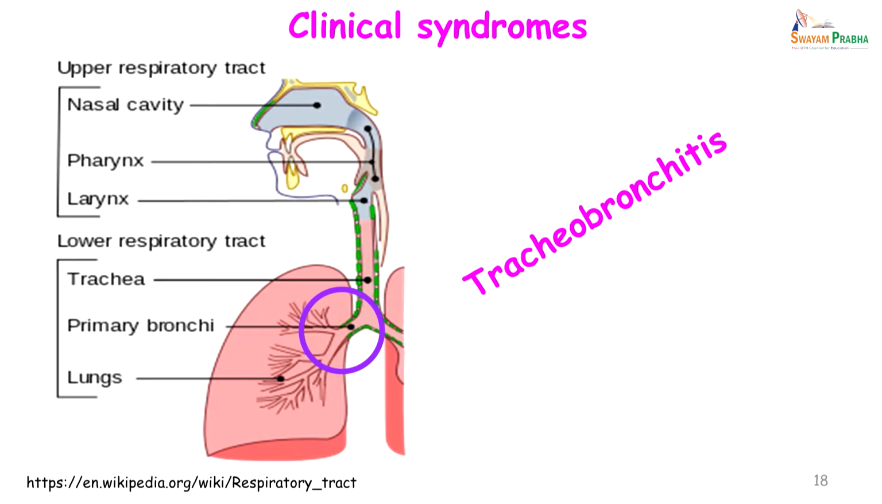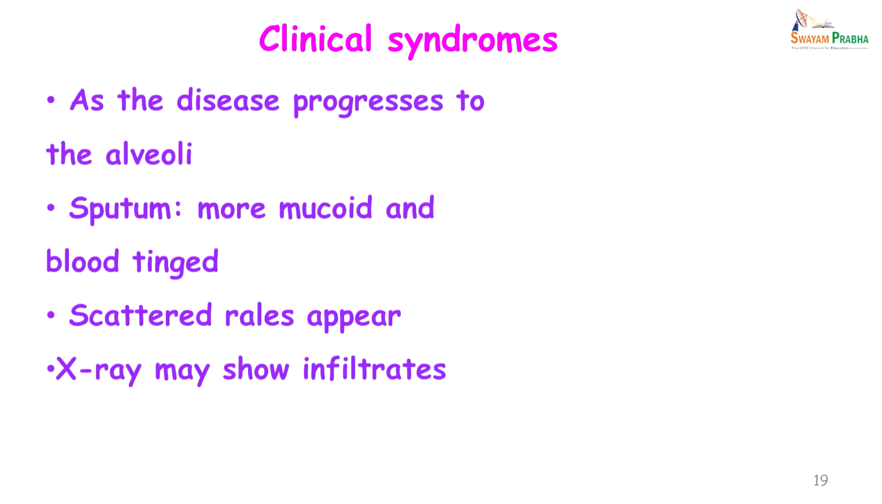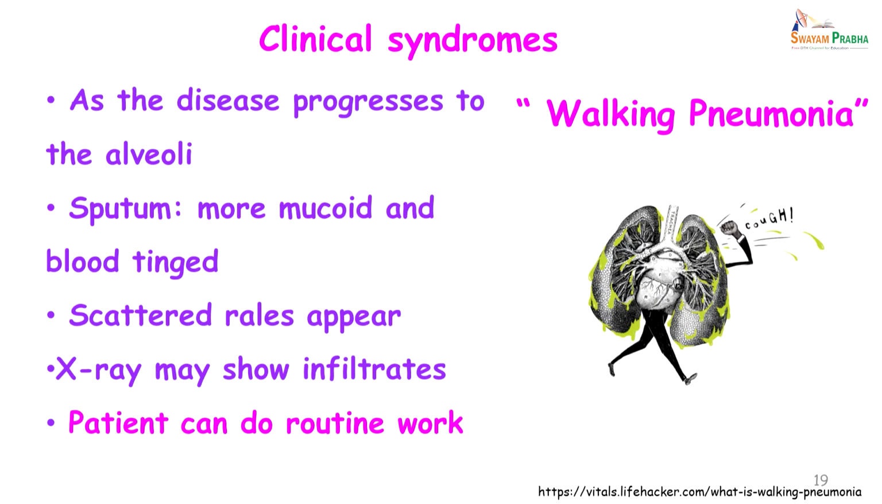And at this stage it is tracheobronchitis. As the disease progresses to the alveoli, the sputum becomes more mucoid and blood tinged. Catarrhals appear and the X-ray may show infiltrates. You will find at this stage that the patient can do his routine work, and therefore, the disease is referred to as a walking pneumonia.